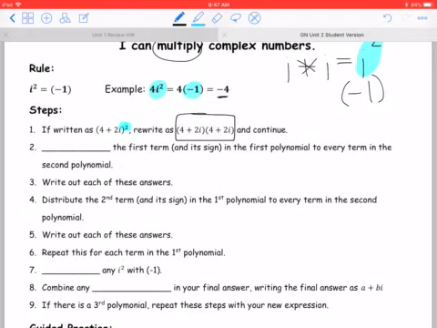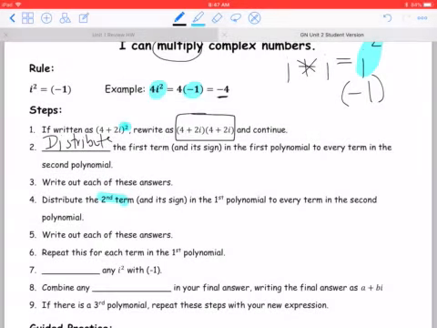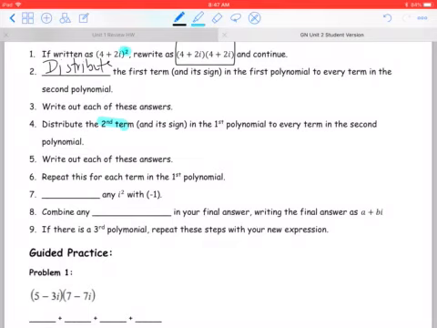Okay, just like multiplying polynomials, we distribute that first term to the second polynomial. You get those answers. You do the same thing with the second term and then distributing to all those answers. And if there's a third term, you keep going. So you're going to have a line of answers like 5 take away 2i plus 3i plus 4i squared. You're going to replace the i squareds with a -1.